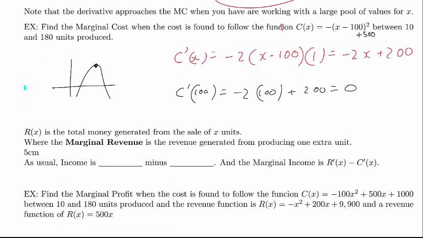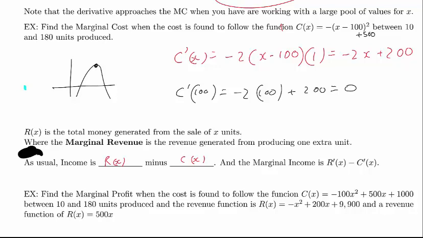So let's talk about the revenue. Revenue is the total money generated from the sale of x units, right? Total money generated. So we have the marginal revenue, which is the revenue generated from producing one extra unit. So, similar example to the marginal cost. As usual, income is revenue minus the cost, right, the R of x minus the cost function. And a marginal income is the derivative of these two things.